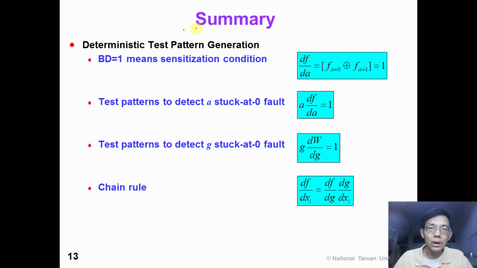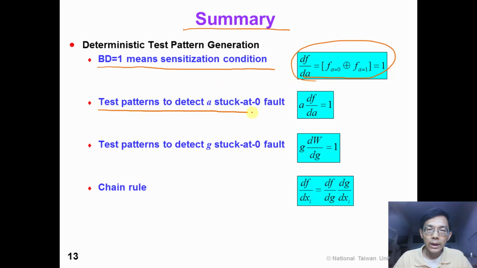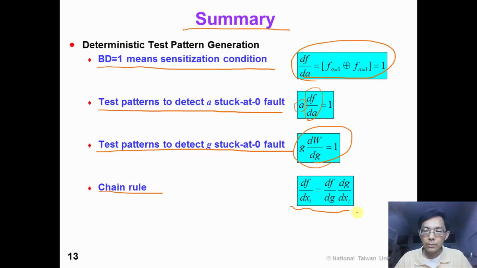Here is a summary of today's lecture. In this video, we introduced the Boolean difference technique, where BD equal to 1 means that the input A is sensitized to the output. The test pattern to detect A stuck at 0 can be written as A times dF dA equal to 1. For internal signal G, we can find a similar expression. Finally, we introduced the chain rule, which is very similar to that of traditional calculus.